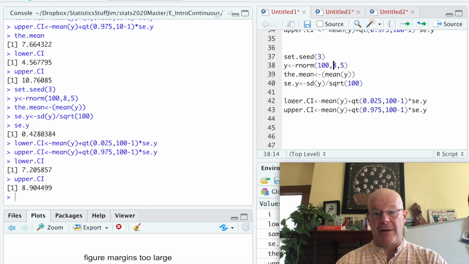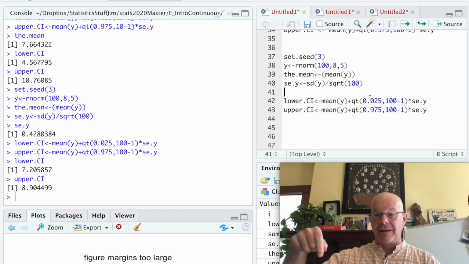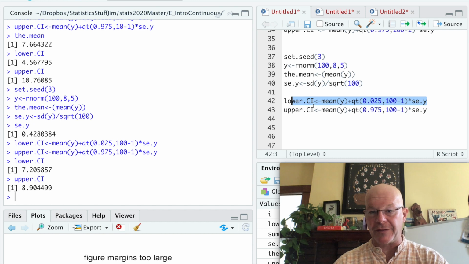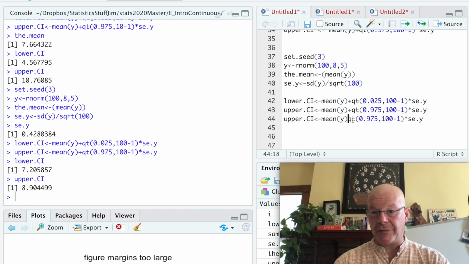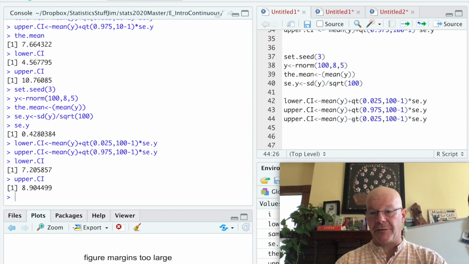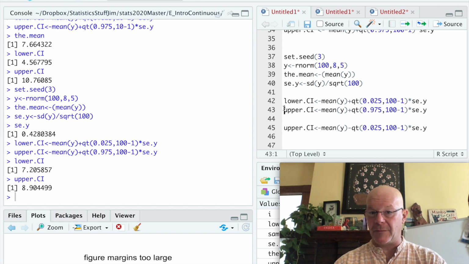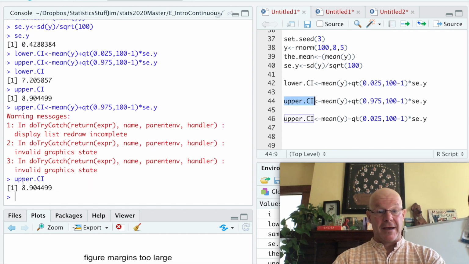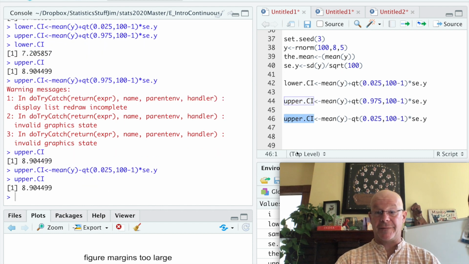As an aside, I want to point out that I've been doing this upper and lower by tapping into the 0.025 quantile and the 0.975 quantile. The other way that we could do the exact same thing is to stick with 0.025, except now subtracting it. And so these, if I'm right, God, I hope I'm right because this is kind of on the fly, these should give me the exact same answer. 8.904499, and then if I do it this way, yes, I get the same answer.